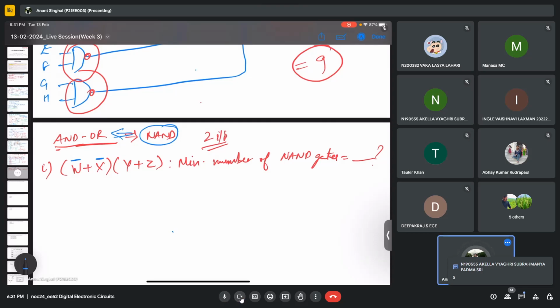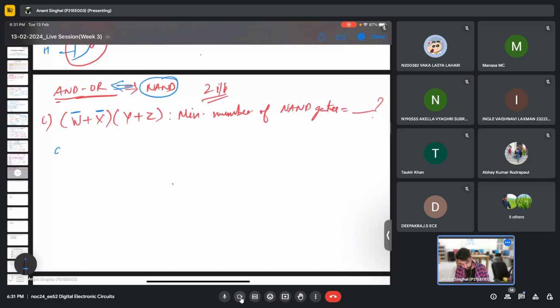Got one answer, it is 5. Yes, 5. No, even let me give you some options also: 3, 4, 5. Some other people are saying 5. Any other answers?